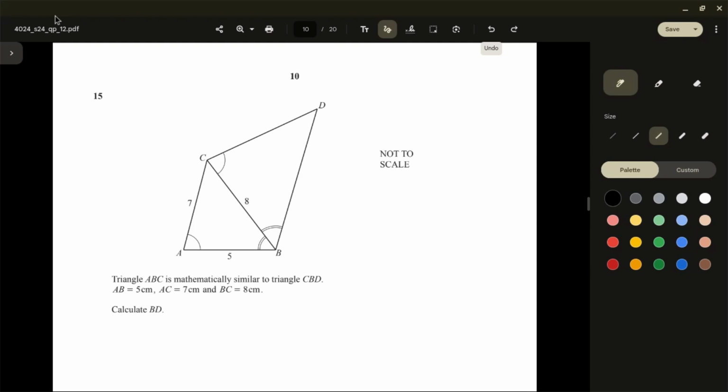So now we have completed the past paper of 4024 summer 24 question paper 12.